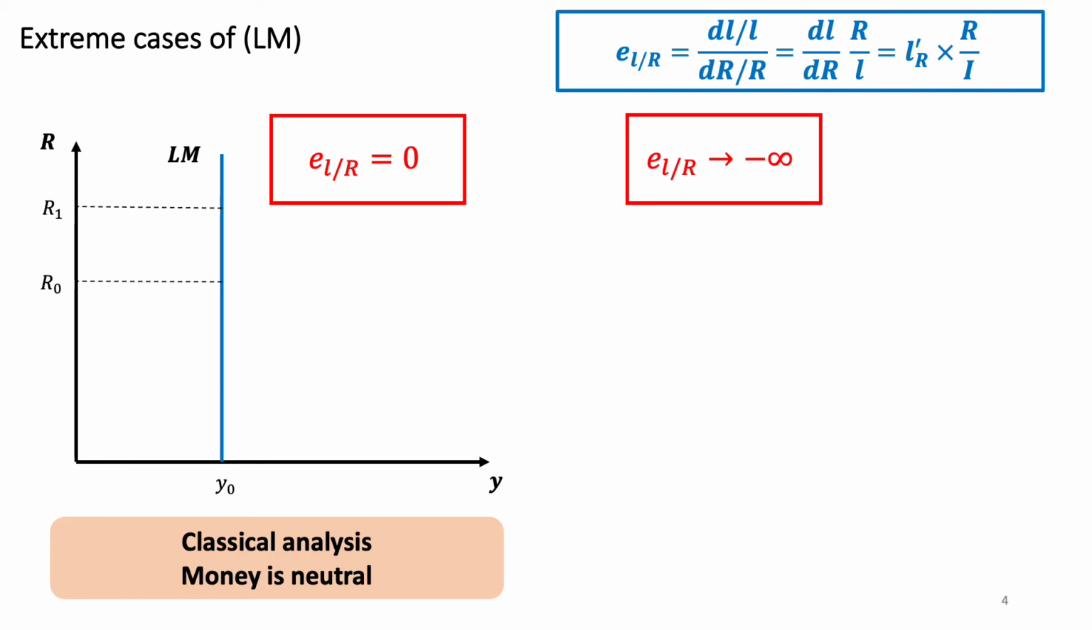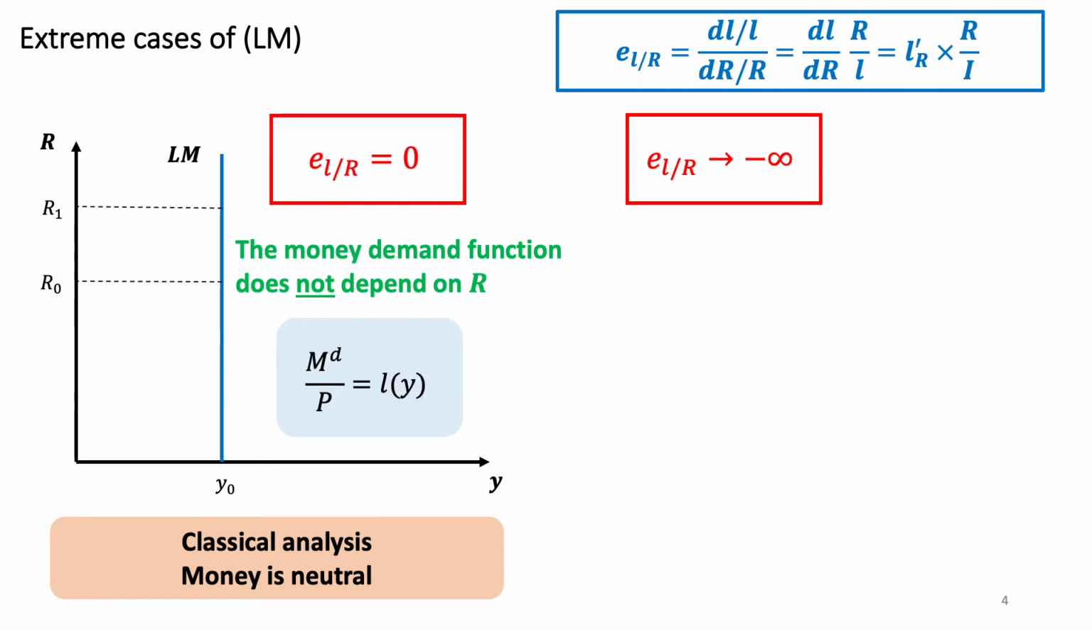This is the classical vision of money. Money is neutral. It is a vehicle whose only purpose is to facilitate transactions. In the equation of the money demand, you can see that there is no speculative motive here. There is only L of Y.